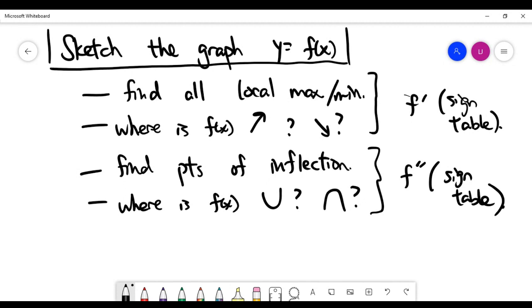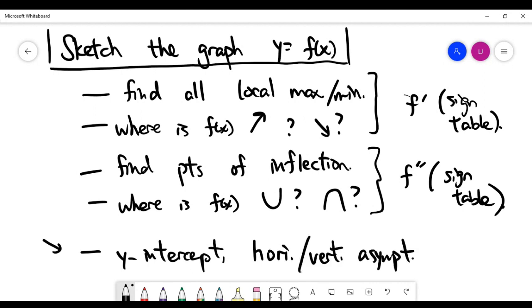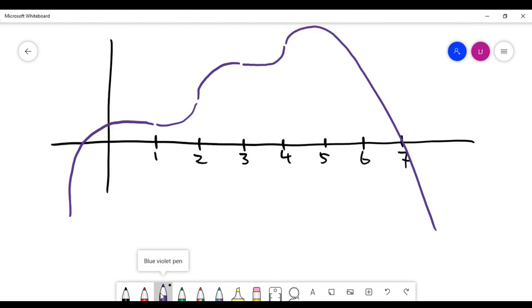And sometimes you may need more information. For example, if you can find y-intercepts, or sometimes even more, the horizontal or vertical asymptotes, it would also be helpful. Anyway, these are the information you need to sketch the graph of y equals f of x. And we'll look at the concrete picture. So please look at the current problem. I'm giving you the graph of y equals f of x now.